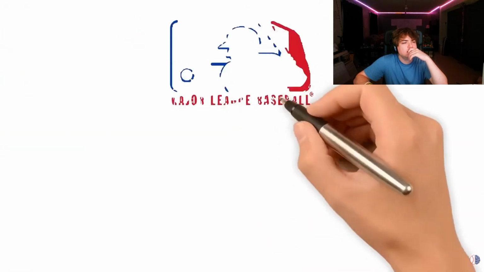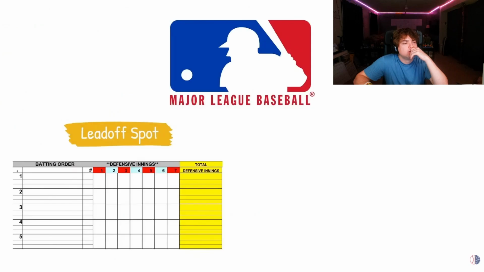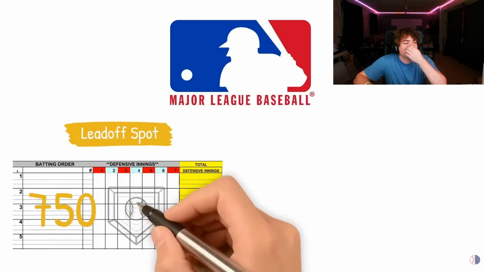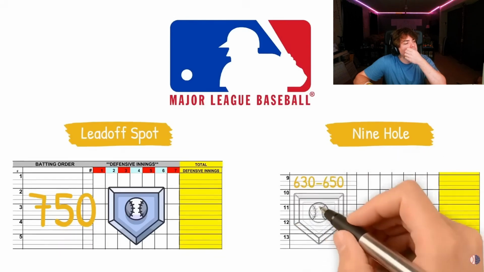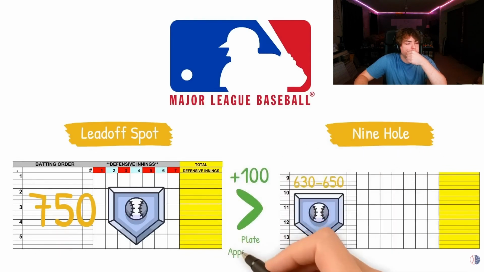In Major League Baseball, the leadoff spot gets around 750 plate appearances over the course of a season. The 9-hole might only get 630 to 650. That's potentially over 100 additional plate appearances for the top.